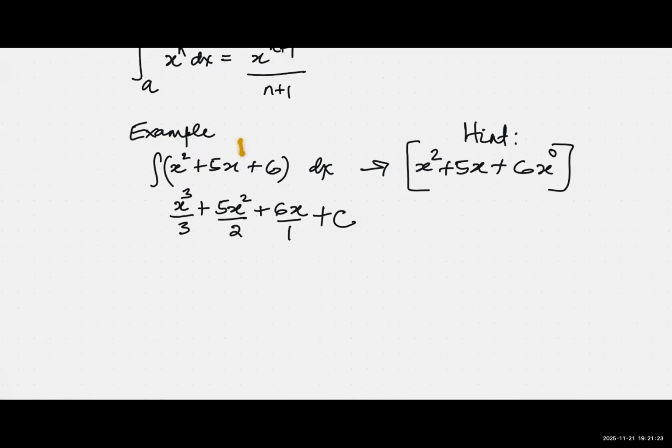So you know that when you're not seeing a power there, you can assume 1. Yes, sir. Good. So that is 5x to the first power. So you're adding 1 to the power, 1 plus 1 is 2, so that becomes 5x squared. But you're dividing by the new power, so it's going to be 5x squared over 2.